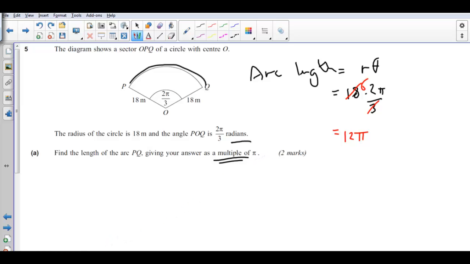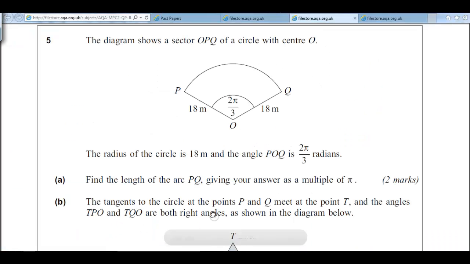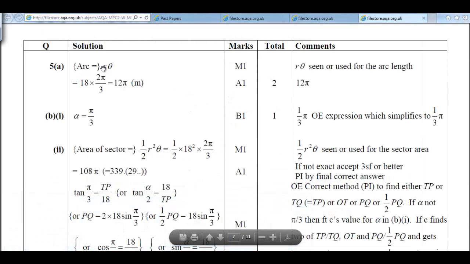Very good so far, let's just check the mark scheme. Mark scheme says arc equals rθ, M1. Just note that rθ seen or used. So at this point, if you don't use it, you're better off just writing it down anyway because you get a mark for it. 18 times 2π/3 gives us our 12π for 2 marks.